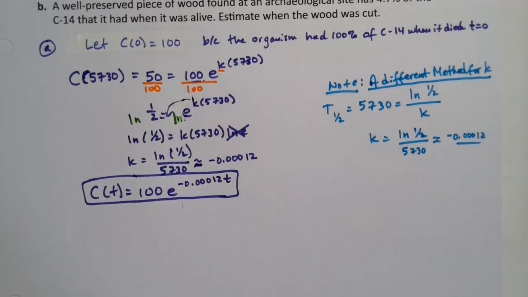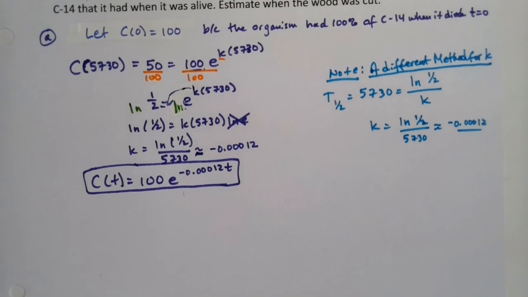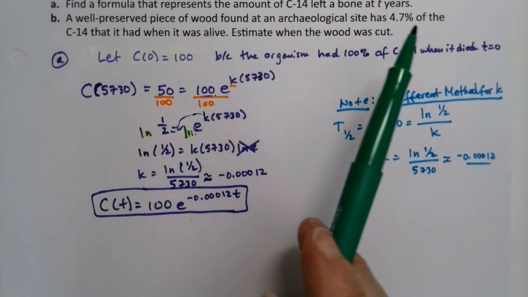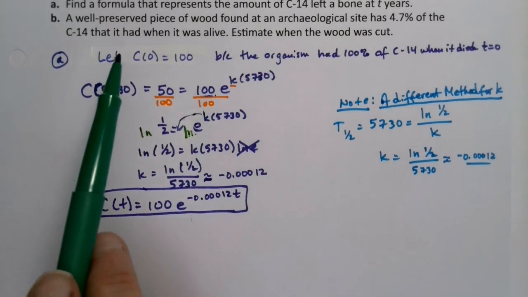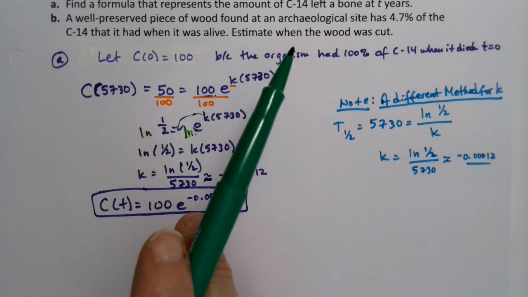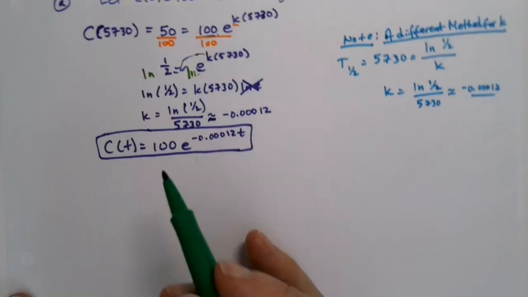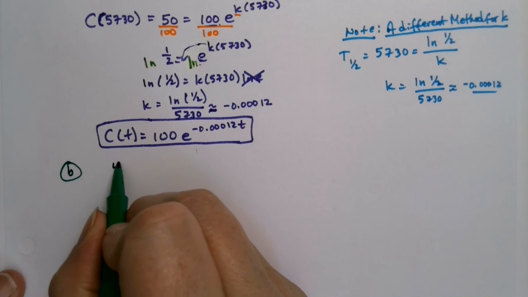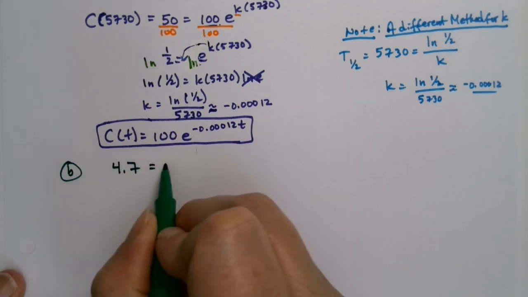All right. Now part B. Part B says a well-preserved piece of wood found at an archaeological site had 4.7% of the C14 that it had when it's alive. Estimate when the wood was cut. Okay, so we now have 4.7%, and we started off with 100%.